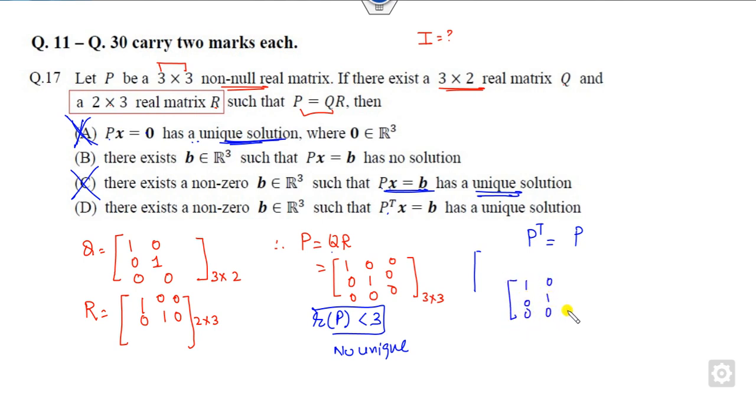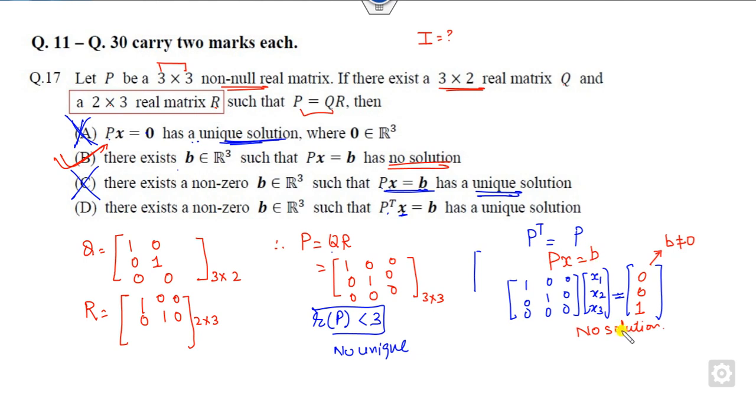So what is the question statement? This is my P. You have to take x as x1, x2 and x3. Can you find one value of B so that it has a unique solution or no solution? So it clearly says that if I consider this number as B, which is non-zero, but from here you can see it is not possible. So it has no solution. It means there exists one B such that the system Px = B has no solution.